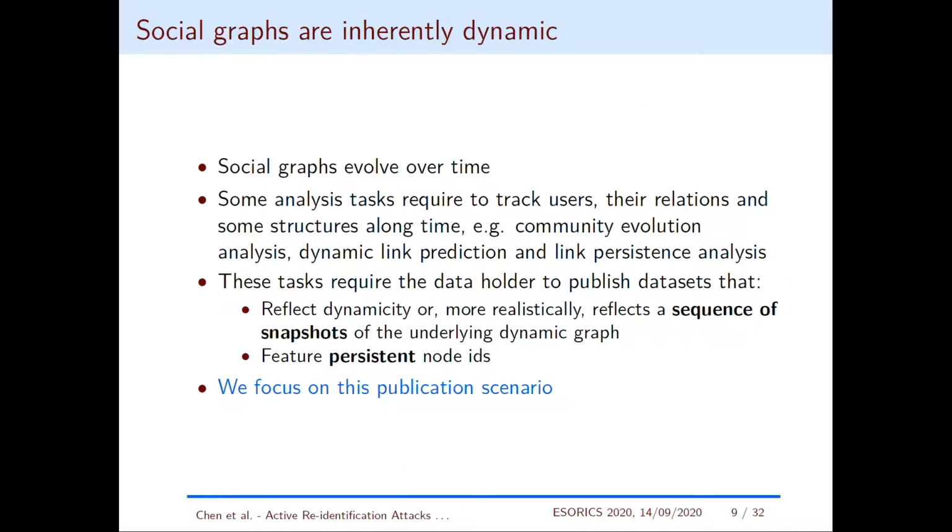Social graphs are inherently dynamic, and moreover, some analysis tasks require that this dynamicity is taken into account. For example, it's necessary to track users to know how their relations evolve over time, if we want to conduct some analysis like community evolution analysis, dynamic link prediction, link persistence analysis, and so on. In these cases, we need the data holder to publish a data set that reflects dynamicity, usually by publishing a sequence of snapshots from the underlying dynamic graph. And we also need the pseudonyms given to the nodes in this sequence of snapshots to be persistent, in such a way that this analysis task can be conducted. And this is the scenario where we focus in this talk.